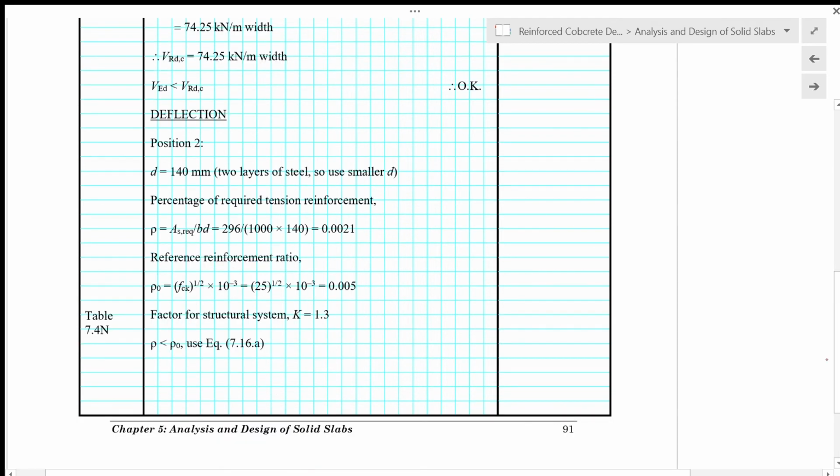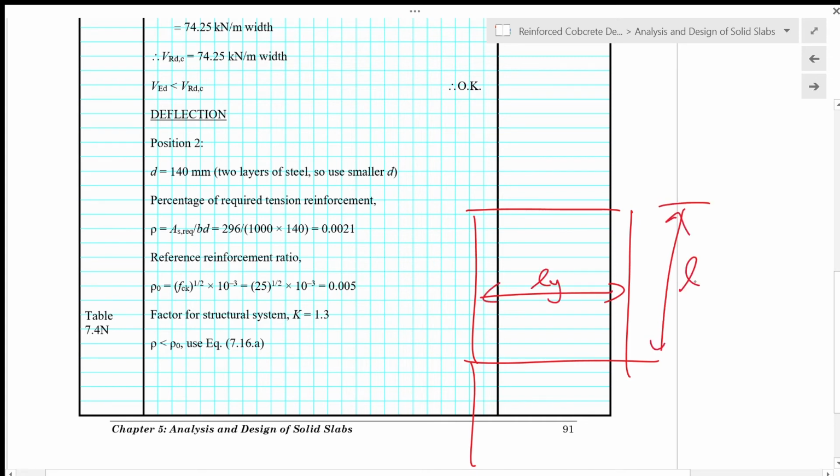And then for deflection, we check at position 2 with the smaller d. So automatically the deflection for the larger d will be satisfied. Okay, so the required tension reinforcement for MSX and MSY near the midspan is 296 square millimeter per meter width, as we have calculated just now for the steel required at position 2, somewhere near the midspan of the slab. And then the reference reinforcement ratio rho 0 is 0.005, and then the factor for structural system, because the slab is continuous in this case. So in this case the slab in both the Lx and Ly direction, they are continuous.